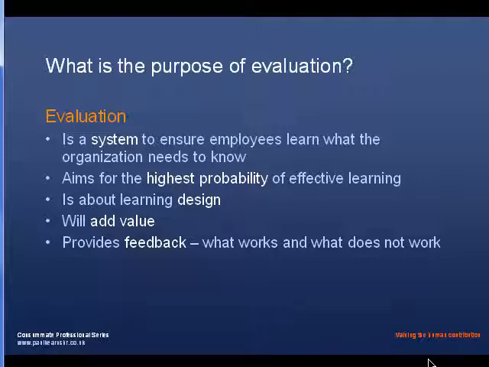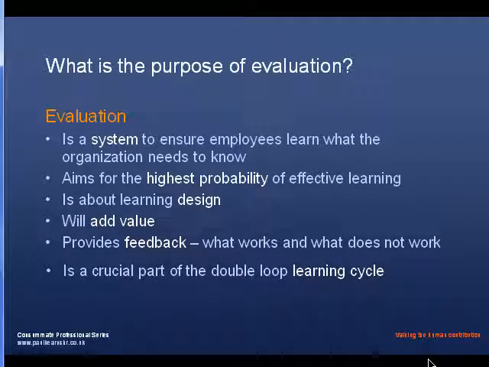What works and what doesn't work. We need to stop doing things that don't work and do more of the things that do, and thereby it becomes a crucial part of the learning cycle, and we go round and round again, constantly trying to improve. And if we use a double loop learning cycle, then we will make sure that we're always dealing with the root causes of all the problems facing the organisation.